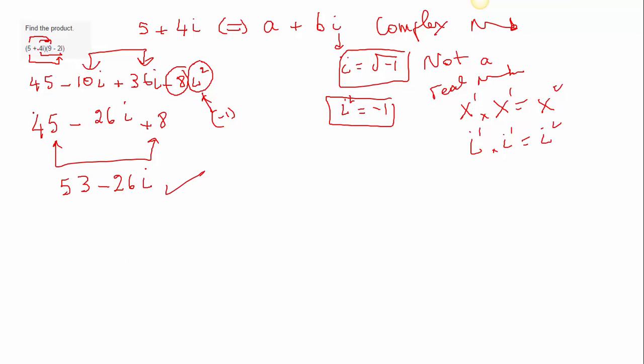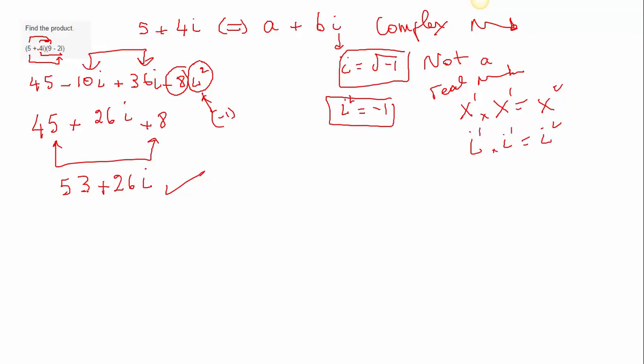So basically all we did here is FOIL. 5 times 9, 45. 5 times negative 2i, negative 10i. 4i times 9 is 36i. And 4i times negative 2i is negative 8i squared. But i squared is negative 1, so negative 8 times negative 1 is plus 8. Negative 10i plus 36i is plus 26i. So this should be plus 26i, because this is more positive. So now 45 plus 8 is 53 and then plus 26i.